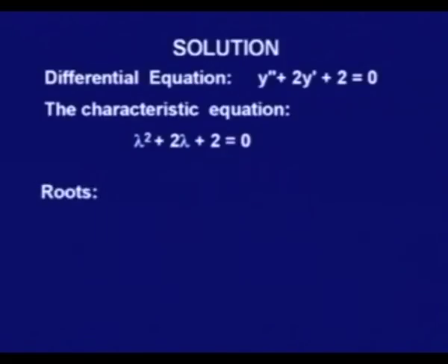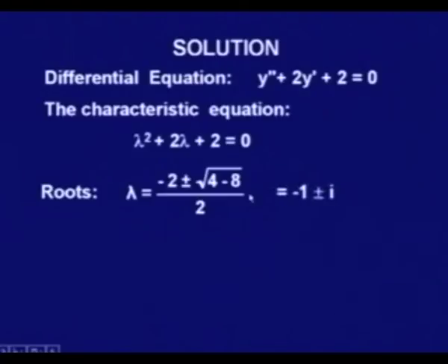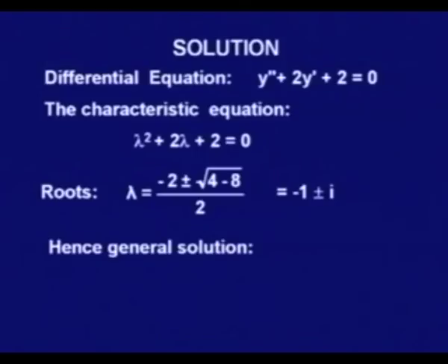Its roots would be, again we will find from the formula directly, minus 2 plus minus square root of 4 minus 8, by 2. Again we see this discriminant is negative. So, we will get the complex roots minus 1 plus minus i, that is, the two roots are minus 1 plus i and minus 1 minus i. So, what will be the general solution? The general solution is c1 e to the power minus x cos x plus c2 e to the power minus x sin x.